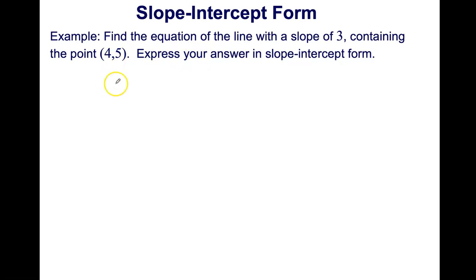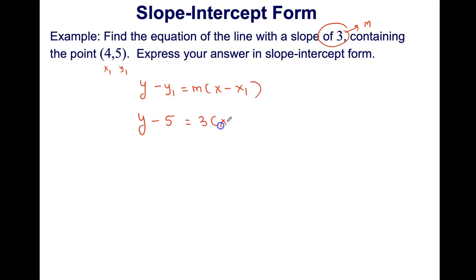Alright, so first of all, this is my x1, this is my y1, this is my slope, which is my m equal to 3. Now you all know the equation of point slope form: y minus y1 is equal to m times x minus x1. So y minus 5 is equal to 3 times x minus 4.